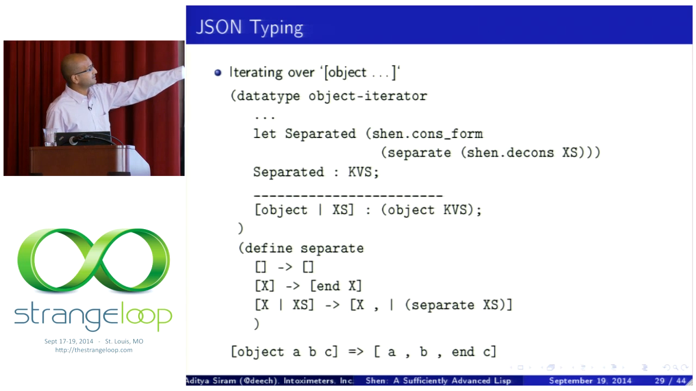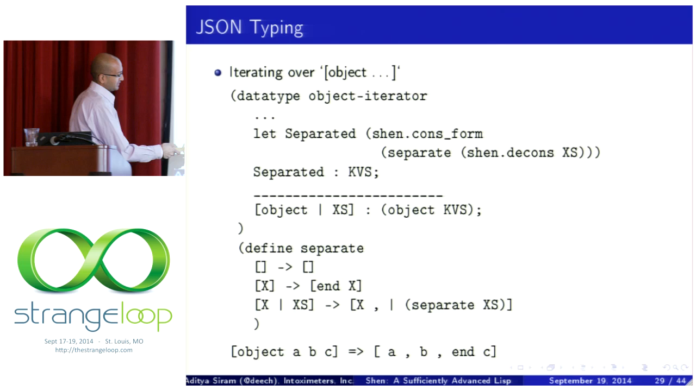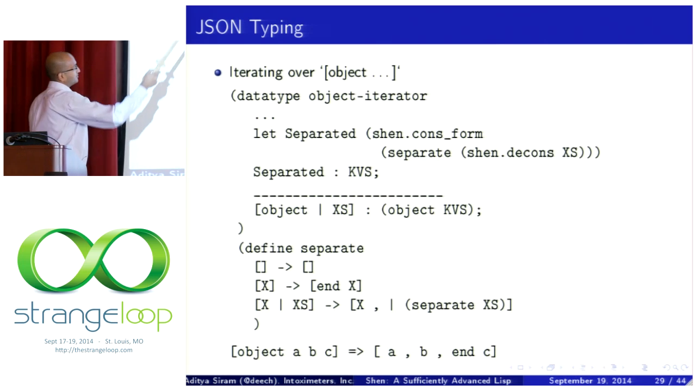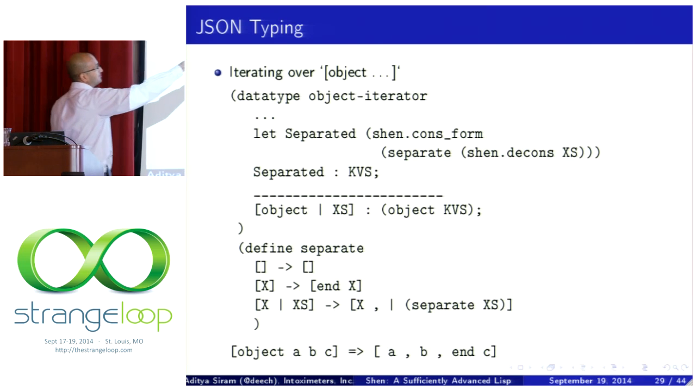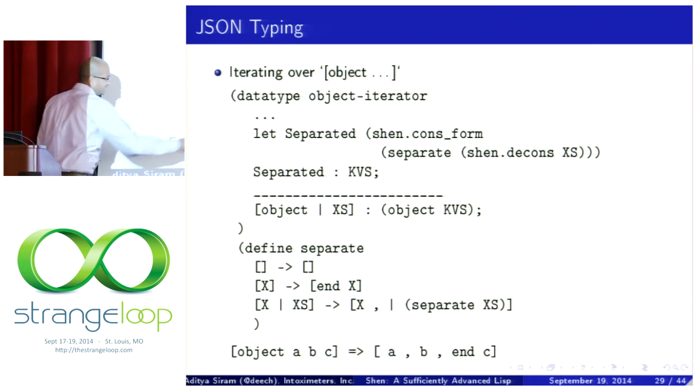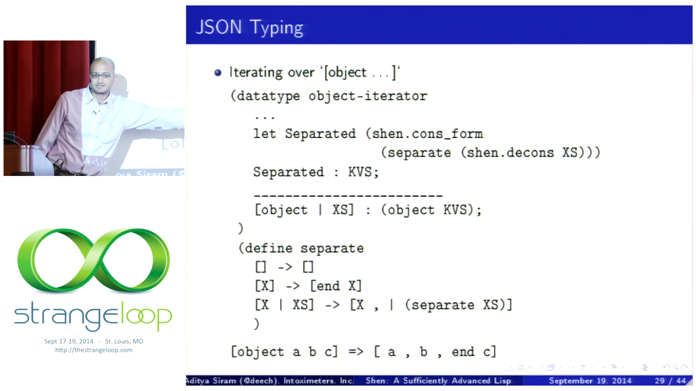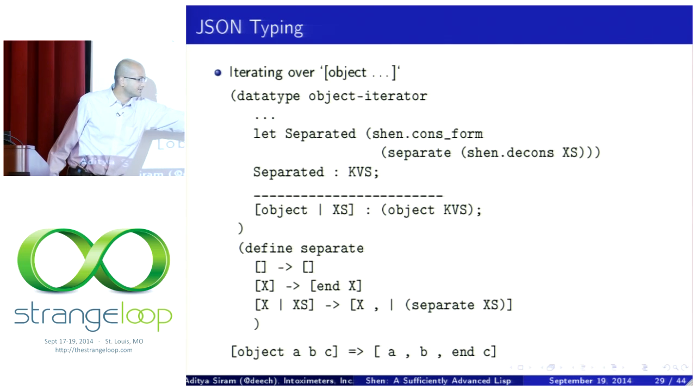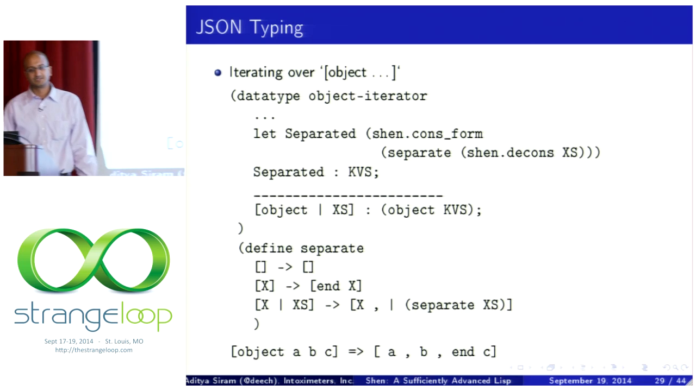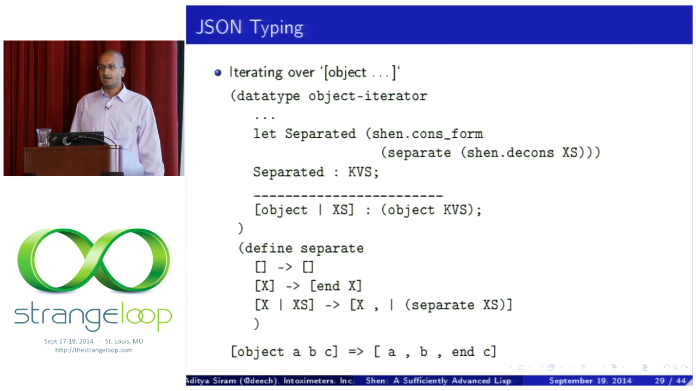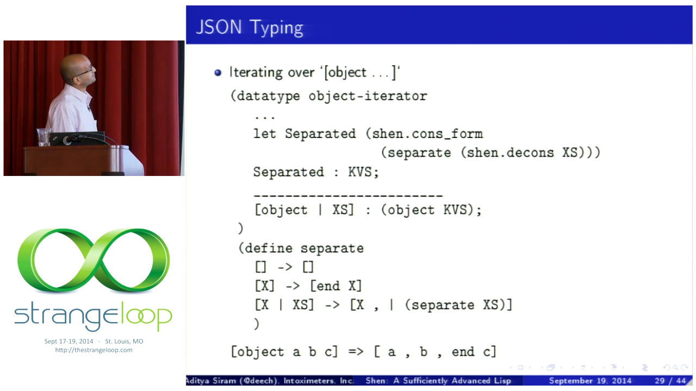So separate takes, like if you had an object of A, B, and C, the data type matches on A, B, and C, and separate takes that and turns it into this comma separated list down here with A, comma, B, comma, and C. That's what it does. And by the way, the comma is just a symbol. All we're doing is marking that this list came from the JSON object type.